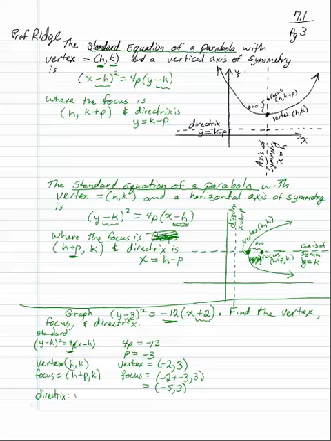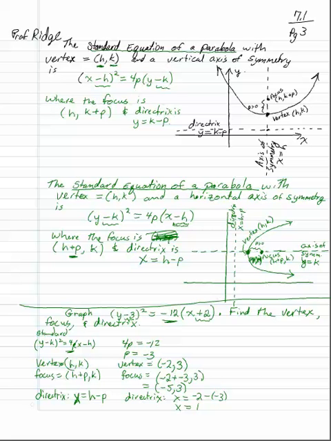And then our directrix is y equals, not y, it's x equals h minus p. So for our directrix we get x equals negative 2 minus negative 3, so x equals 1. Right, so now we're ready to graph this thing.